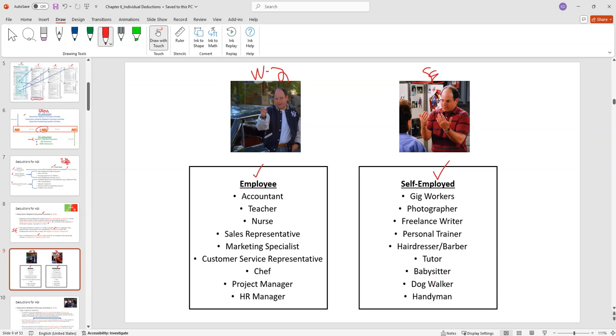And it doesn't mean that it's always the case, right? So for example, you could be an employee as an accountant, but if you had your own one-man shop, you'd be self-employed. So it's not categorical that this is always the setup, but these are traditional professions that you would see.